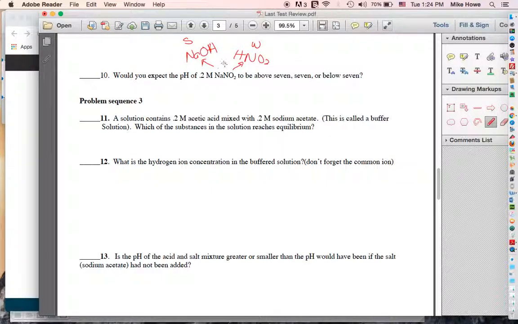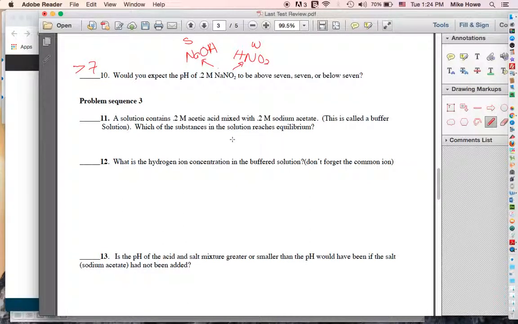So a salt of a strong base and weak acid creates a pH that's above 7. You can think of it as the base is strong, the acid is weak, so we're going to go to the strong side, and that's the basic side, so it's going to be greater than 7.